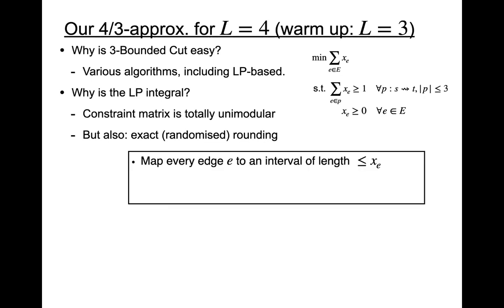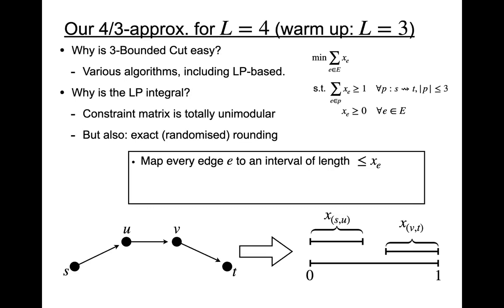So we map every edge to an interval between 0 and 1 of length which is at most the corresponding LP value. So as an example, we have these edges here, then edges incident in S or T are going to be mapped to intervals which start and end at 0 and 1 respectively. And if you have an edge which is a middle edge, it's not incident in S or T, then we just sort of squeeze it between these two intervals. And the LP constraints guarantee that the length of this middle interval will be at most the LP value.